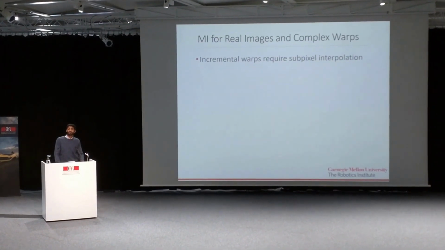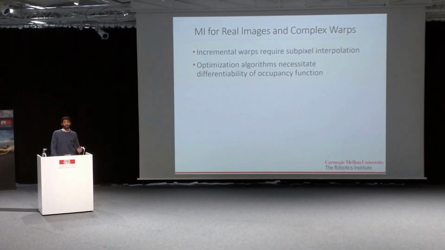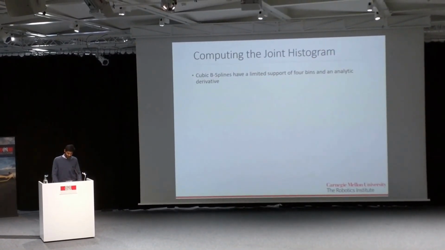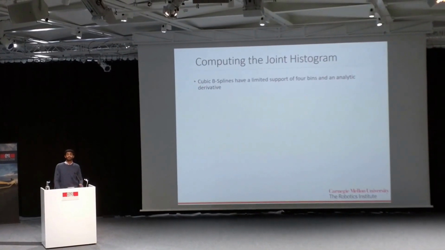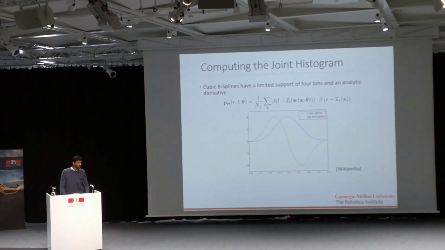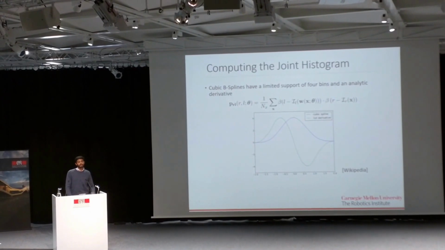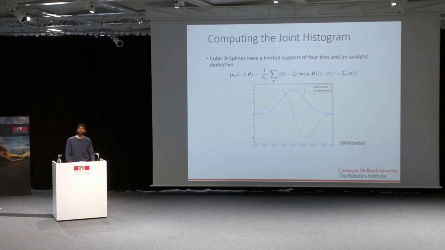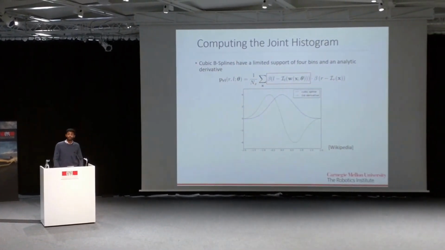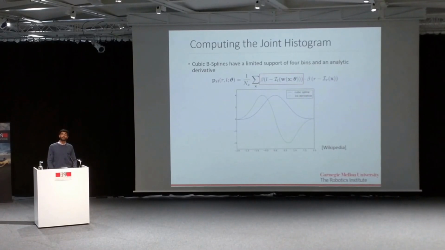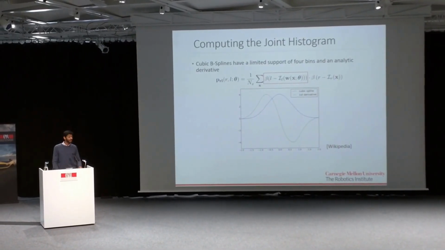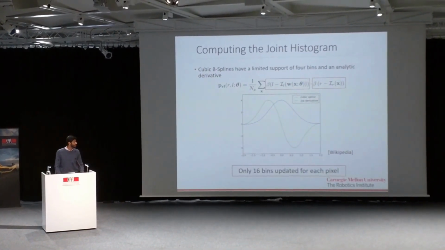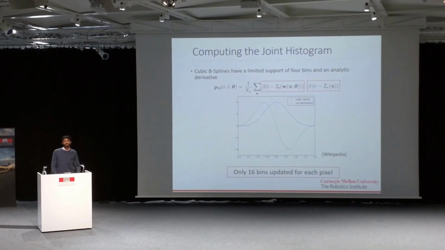Incremental warps would often require subpixel interpolation, and if you're trying to throw this into an optimization function, we need a derivative that is available. To do that in the histogram function, instead of using that discrete occupancy value, we use cubic B-splines. What that allows us to do is, instead of giving a discrete 0, 1 value, spread the information through. For a particular warped pixel, you get 4 contiguous values that you would update in the joint histogram instead of 1. And for each of those 4 values, you have 4 values for the reference intensity value. So what ends up happening is that you update 16 bins for every single pixel.